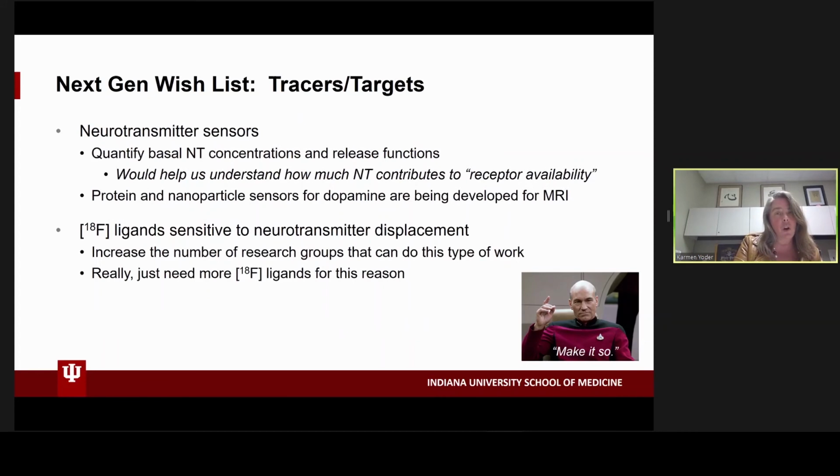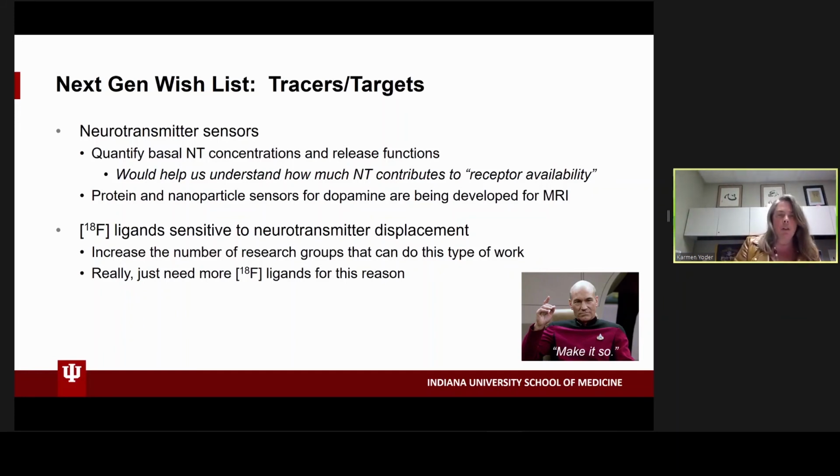As far as tracers and targets go, what I'd really like to see is neurotransmitter sensors, because that would be a huge step forward in being able to quantify both synaptic and extracellular neurotransmitter concentrations and also better characterize the dopamine release functions. Some of this work is already being done with MRI, with protein and nanoparticle sensors for dopamine and serotonin, but I think it would be really smart if we could leverage the sensitivity of PET for this kind of technology development. It would be really helpful to have more F18 ligands that are sensitive to neurotransmitter displacement.